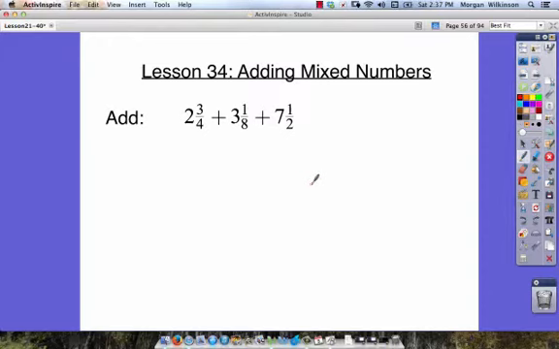Lesson 34 is about adding mixed numbers. We're also going to talk about rates and ratios. Now, our first problem is to add 2 and 3/4 plus 3 and 1/8 plus 7 and 1/2.